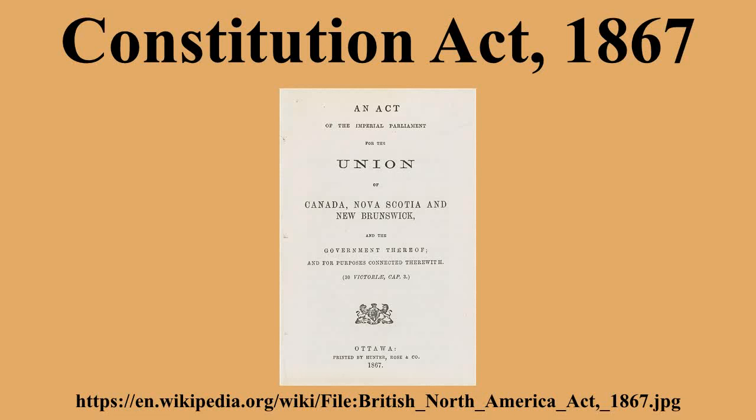Part 6. Division of powers. The powers of government are divided between the provinces and the federal government and are described in Sections 91 to 95 of the Act. Sections 91 and 92 are of particular importance, as they enumerate the subjects for which each jurisdiction can enact law, with Section 91 listing matters of federal jurisdiction and Section 92 listing matters of provincial jurisdiction.